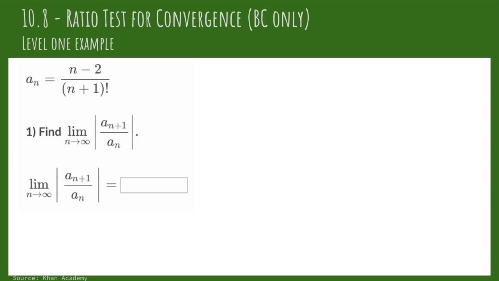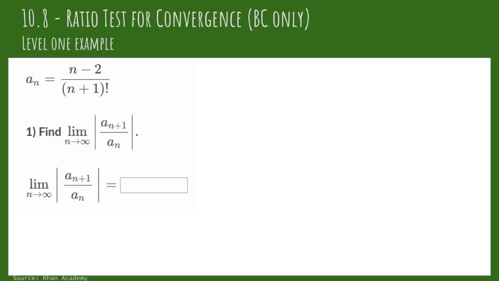Hello, Mr. Betts here. Let's take a look at a couple examples that use the ratio test. So first of all, I want to point out that the first part of this question doesn't ask anything about convergence or divergence. It's just asking what the limit is. Now, that's the limit we're going to use for the ratio test to determine convergence or divergence, so that's going to be useful to us to answer that question later.